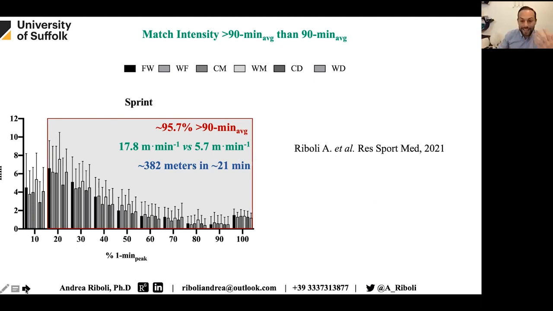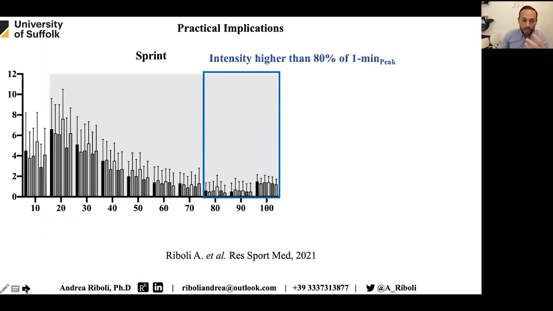I will give you an example of how this information could be utilized to prescribe individual positional exercise. For example, we can decide to use an intensity higher than 80% of the 1-minute peak. We can consider that the time spent at this intensity during official matches was from 4 to 6 minutes. We cover between 150 to 228 meters at this intensity, with an intensity between 24 and 42 meters per minute.